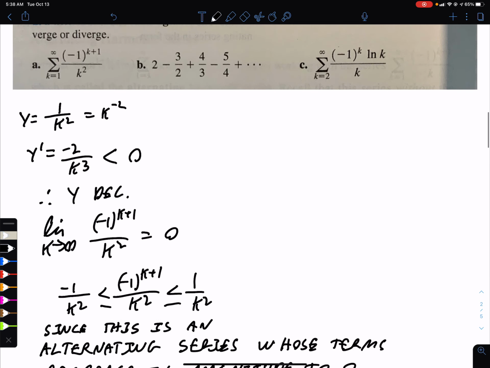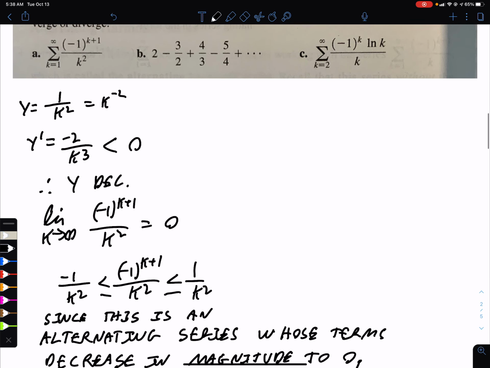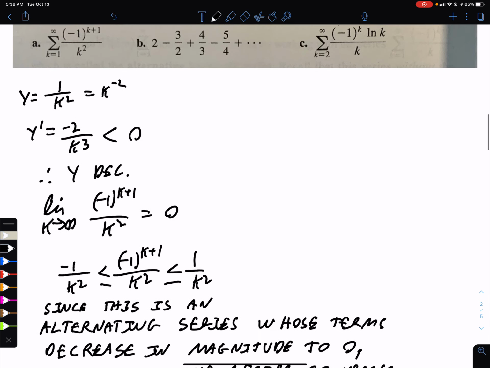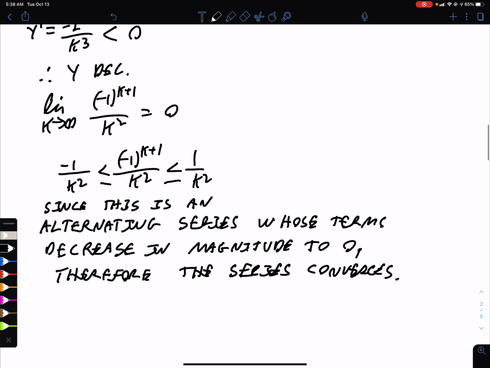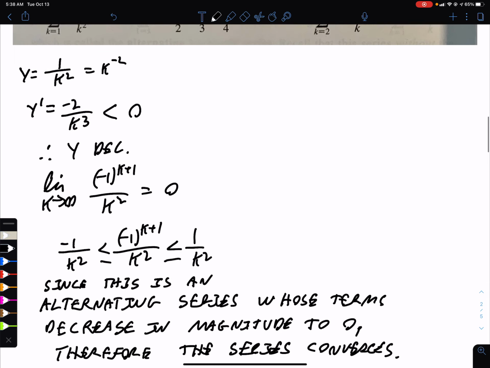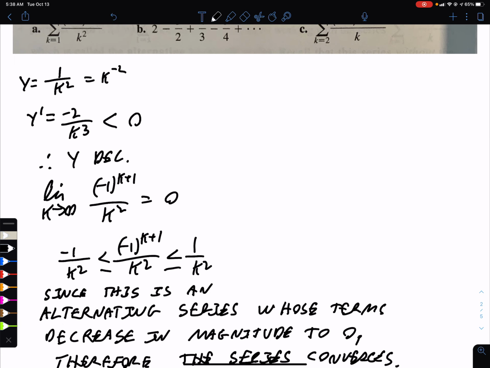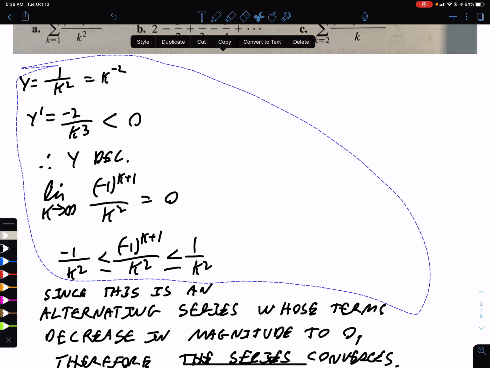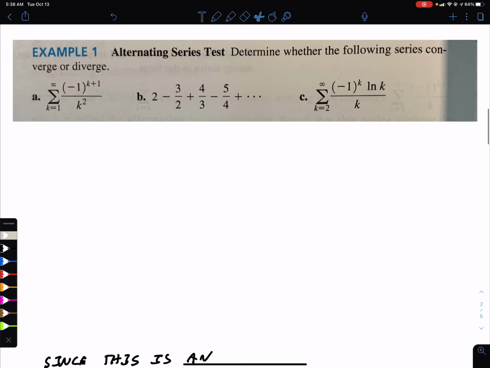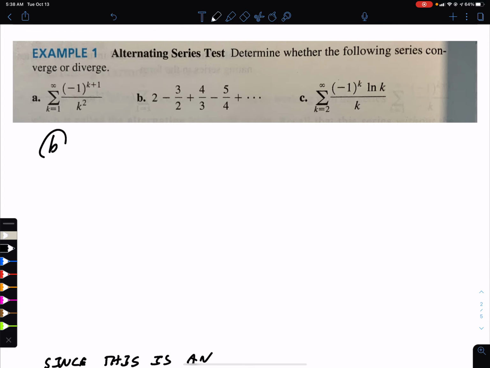All right, that's it for the first example. So you show it's an alternating series, you show the terms are decreasing in magnitude, and that the terms approach zero, therefore convergent. Let's look at the next one. Let me erase all this. All right, we're doing letter B.